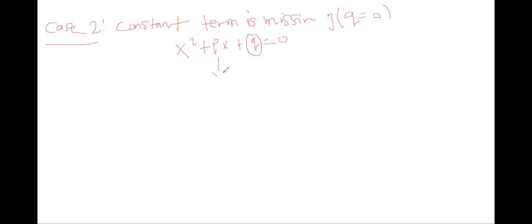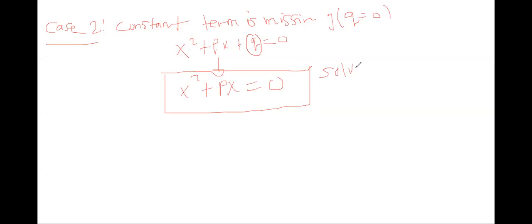So this equation will turn into what? x squared plus px, this is 0, so hence equals 0. So if you see any quadratic equation looking like this, what it means is that the constant term is missing. So how do we solve this kind of equation? It's very, very simple. We can use the formula, or if you don't want to use the formula, you can still solve it.